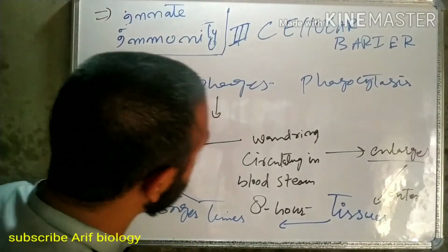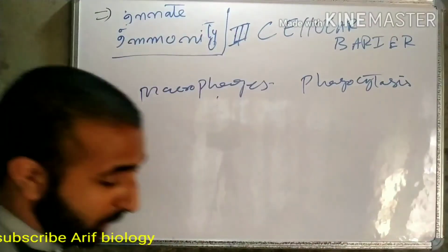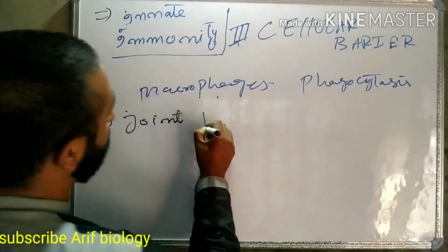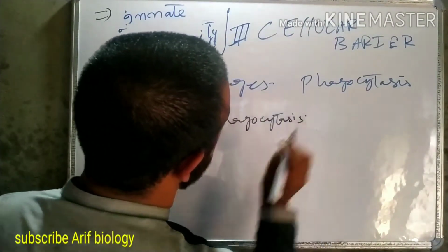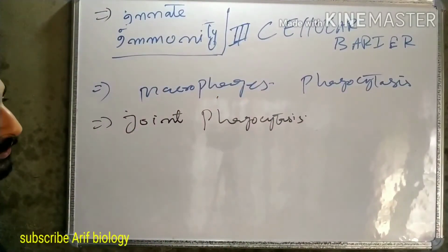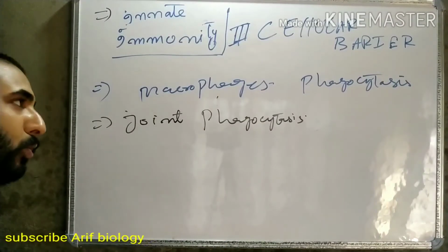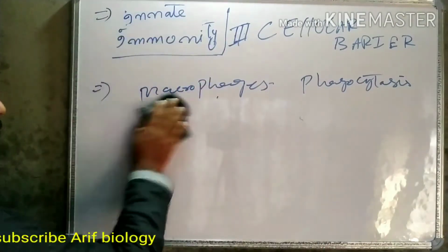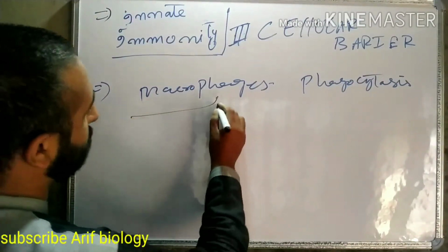Another name for macrophages is that we can call them joint phagocytosis. They show joint phagocytosis. Both of them function together. Monocytes go into the tissue and are then known as macrophages. If they stay as they are, they are monocytes. And these macrophages are of two types. How many types does it have? It's two types.